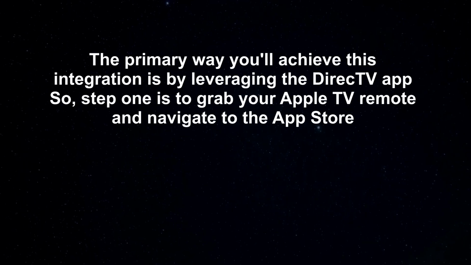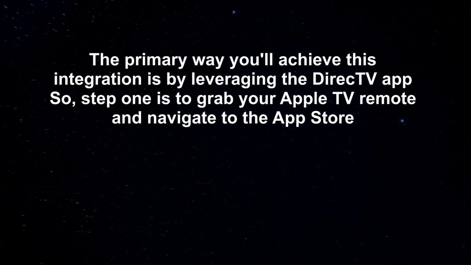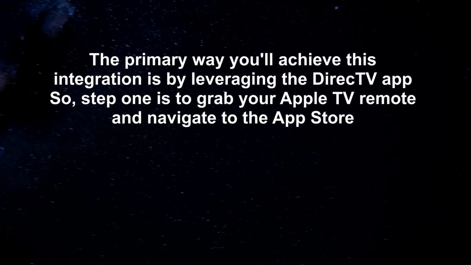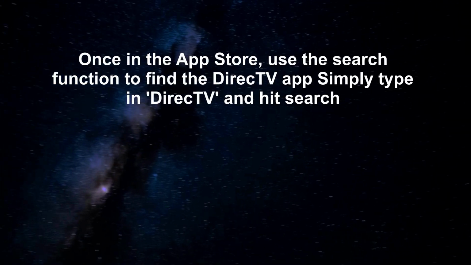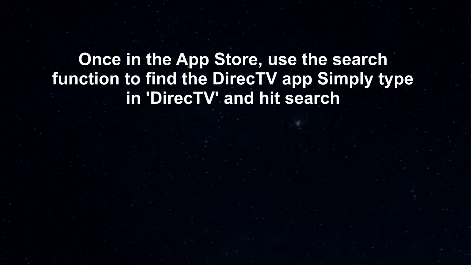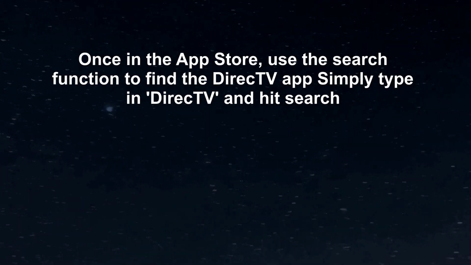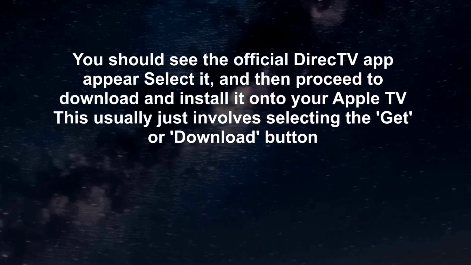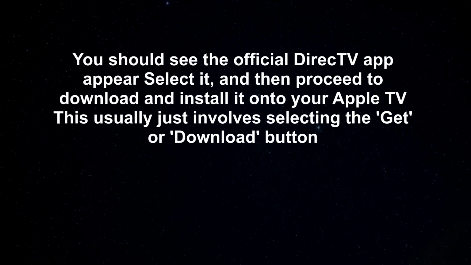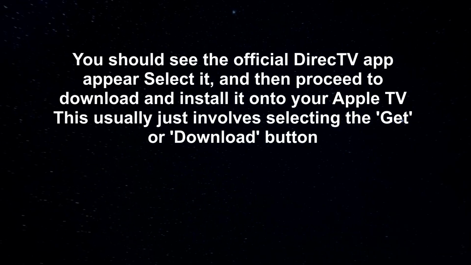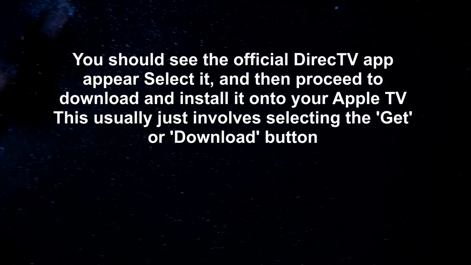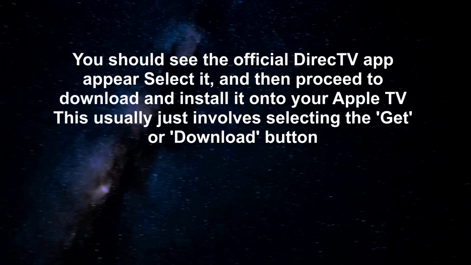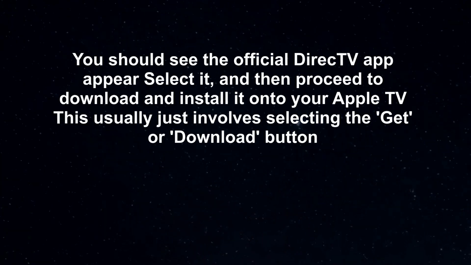So, step 1 is to grab your Apple TV remote and navigate to the App Store. Once in the App Store, use the search function to find the DirecTV app. Simply type in DirecTV and hit search. You should see the official DirecTV app appear. Select it, and then proceed to download and install it onto your Apple TV. This usually just involves selecting the Get or Download button.